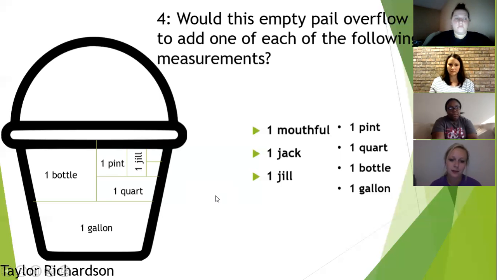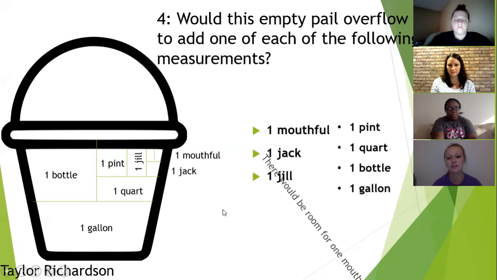When all of these pop up, we will be able to see that we just have enough room. This little space up here, we are adding 1 mouthful, and so this leaves room for just 1 mouthful remaining in our pail. So no, it would not overflow.